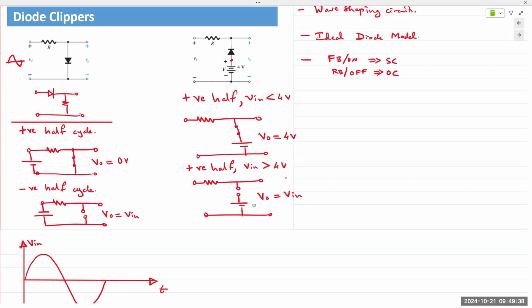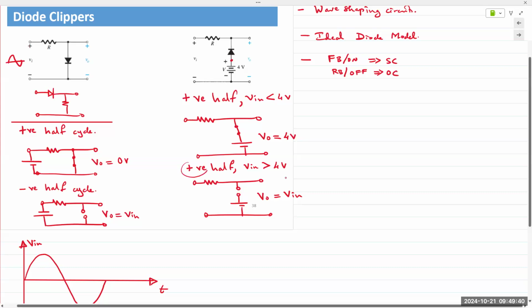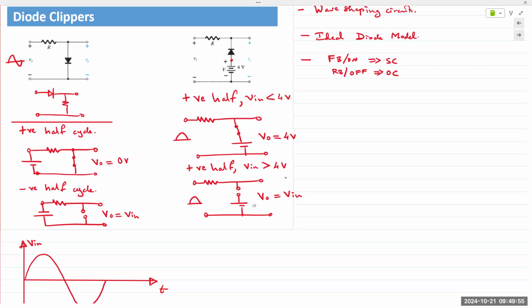Here? Yeah, it's still the positive half. Yeah, still the positive half. So it's the positive half, and I'll draw a waveform later once I finish with the negative. But it's straightforward. So now, sorry, I keep using the word straightforward.